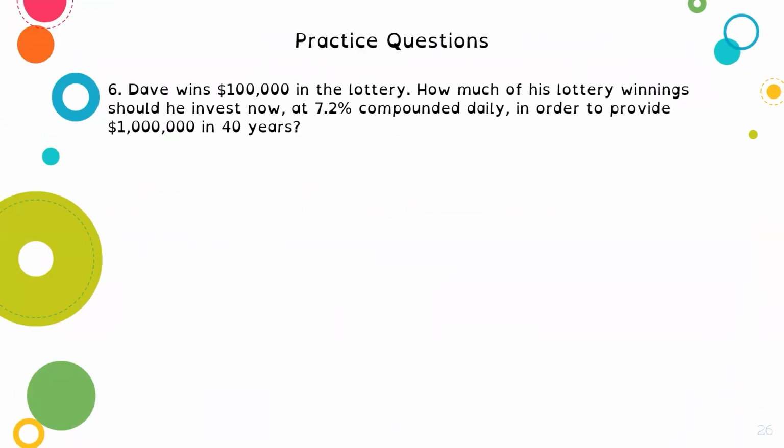All right, practice problems. Number 6: Dave wins $100,000 in the lottery. How much of his lottery winnings should he invest now at 7.2% compounded daily in order to provide $1 million in 40 years? So we know that it says compounded, so we're using our compounding formula. Our compounding formula is A equals P times (1 plus R over N) all to the exponent NT.